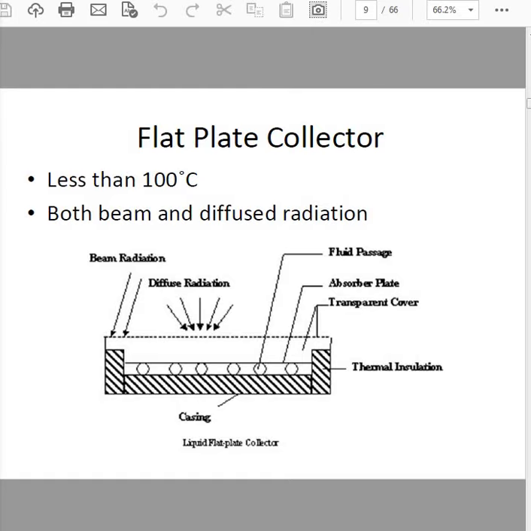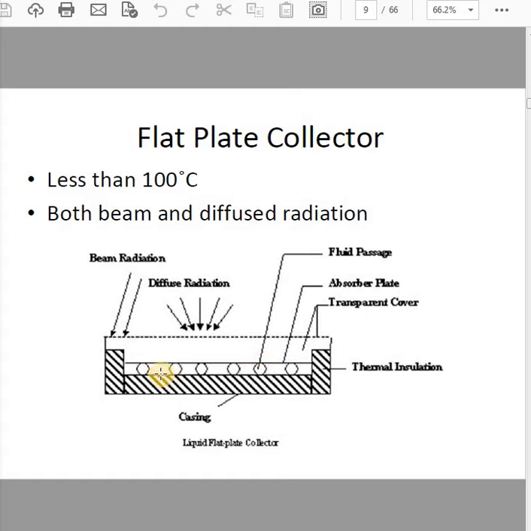So here, if you see, there is a transparent cover present, and at the lower part of the flat plate collector there is thermal insulation, so that the heat does not escape the collector, and inside this you will have an absorber plate which will be coated in black color, so that the maximum amount of heat is absorbed.